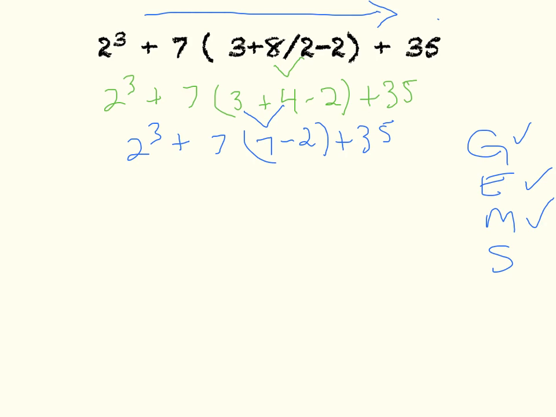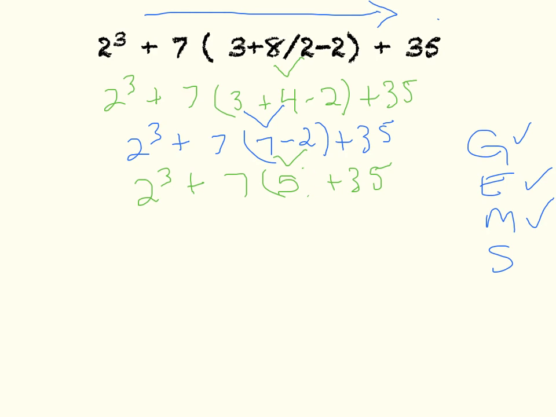And now I can still look inside that group, and I've got a subtraction in there. So now I'm going to do 7 minus 2 is 5. I'm going to go ahead and leave the parentheses right now because that's going to serve for my multiplication sign. Now, I don't have to do parentheses.